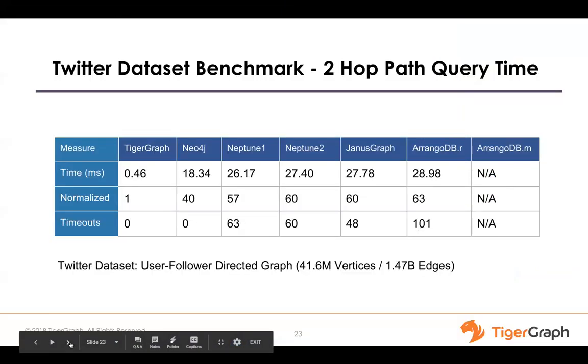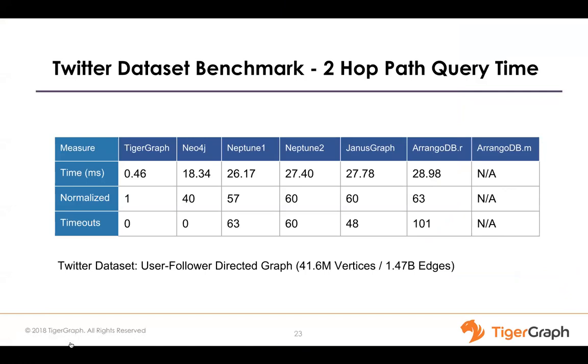This is a Twitter dataset benchmark, a 2-hop path query time comparison with other first and second generation GraphDB engines. The Twitter dataset is the user follower directed graph public dataset. It has 41.6 million vertices and 1.47 billion edges. Looking at the normalized data on the second row, TigerGraph is 40 to 63 times faster than other graph databases.